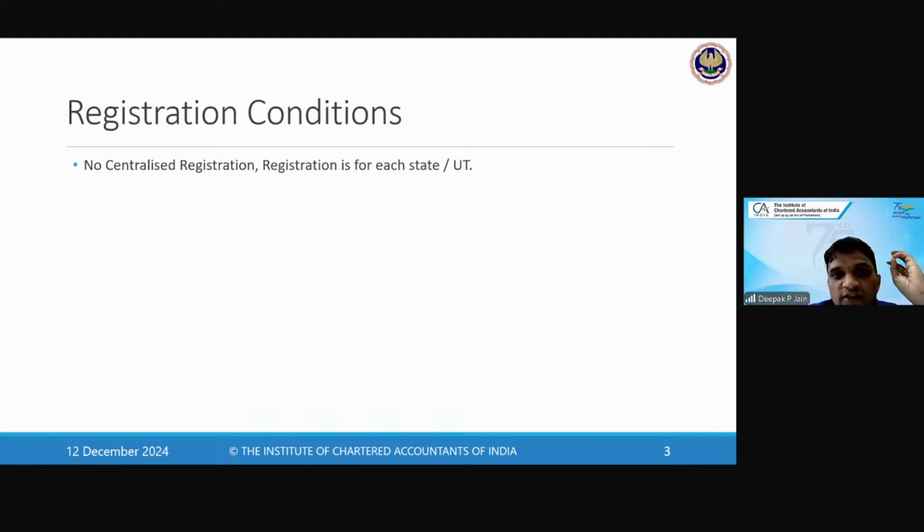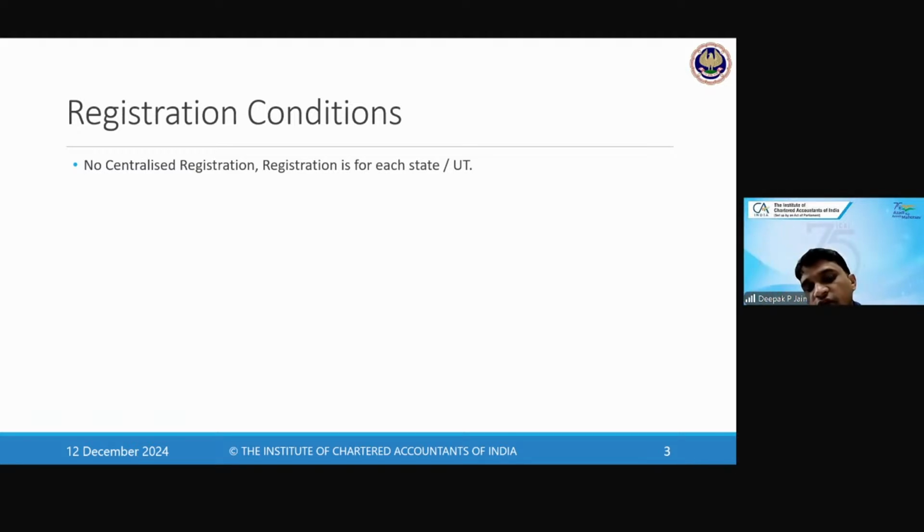No centralized registration, which means that you cannot take one registration across India and do your business. You have to take registration in each of your states or union territories. You cannot take one registration and apply it across. Take registration for each state. You have branches in 10 places, take registration in 10 places.